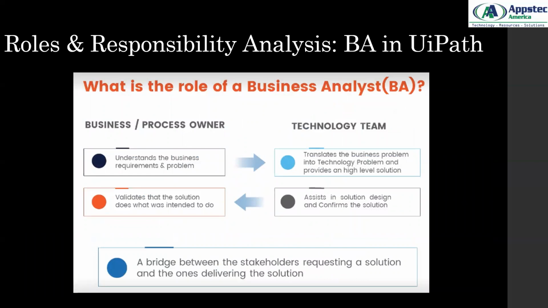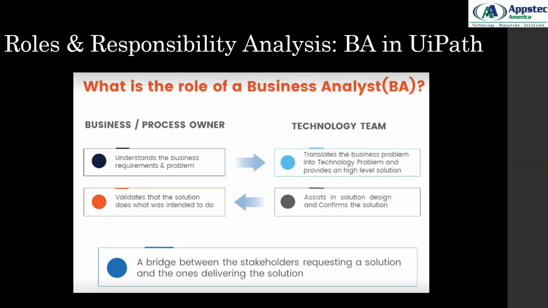Then we spoke about the roles and responsibilities analysis of the business analyst in RPA. We know that the business or process owner works in alignment with the business analyst and the technical team. The bridge between the stakeholders requesting a solution and the ones delivering the solution is nothing but the business analyst. The business analyst understands the business problems and requirements, translates the business problem into a technology problem, and provides a high level solution.